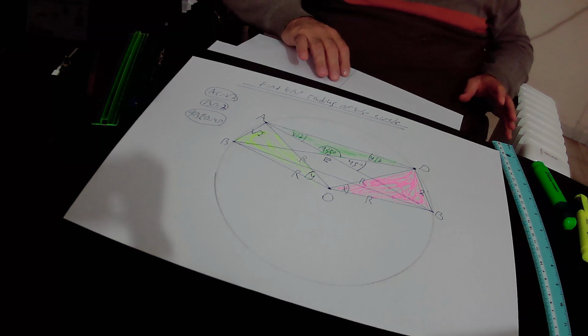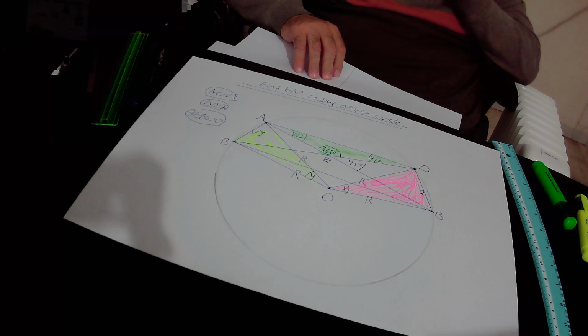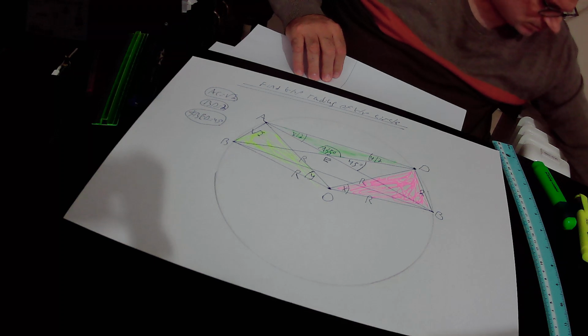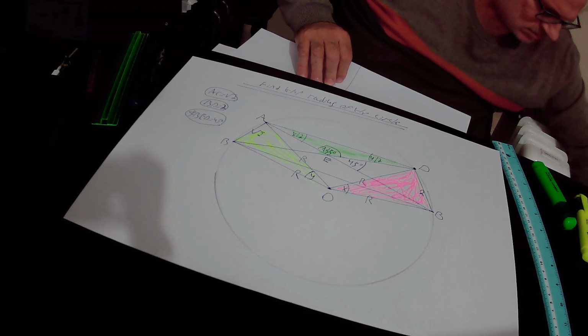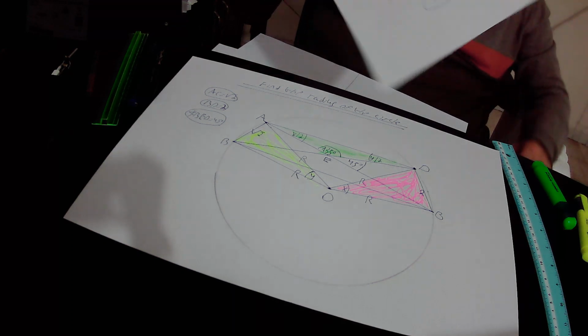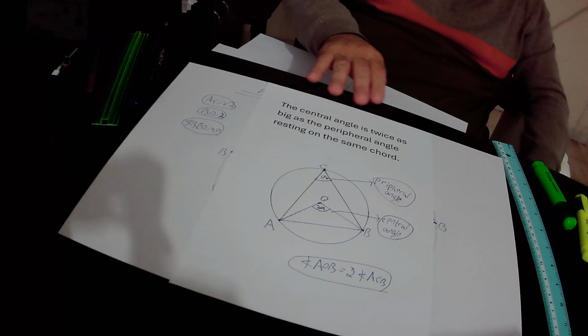We use 2 rules in order to find the radius of the circle. The first rule is that the central angle is twice as big as the peripheral angle resting on the same chord. The central angle is twice as big as the peripheral angle resting on the same chord.